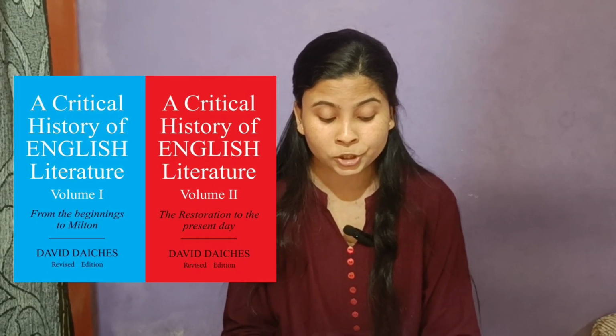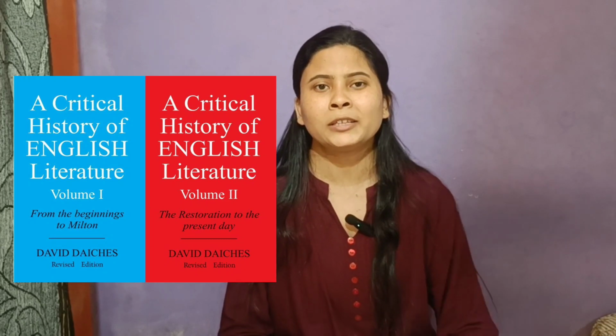And there is another book of British literature that I followed, but not much. That book is A Critical History of English Literature by Daiches. It's a friend of mine who followed this book, and sometimes I borrowed that book from her to study. But in my opinion, this is the best book of British literature that I have ever come across. So if you want to follow a book for British literature, definitely you should go and buy this book. It's going to clear all your concepts.